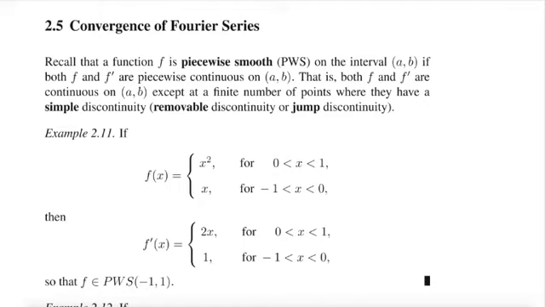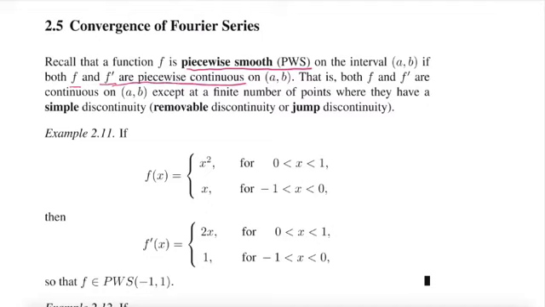So before we do this, I just want to recall piecewise smooth functions, PWS. Remember, piecewise continuous were functions which were continuous most of the time, and then they can have a few jumps. Piecewise smooth means that f and f prime are piecewise continuous, so both.